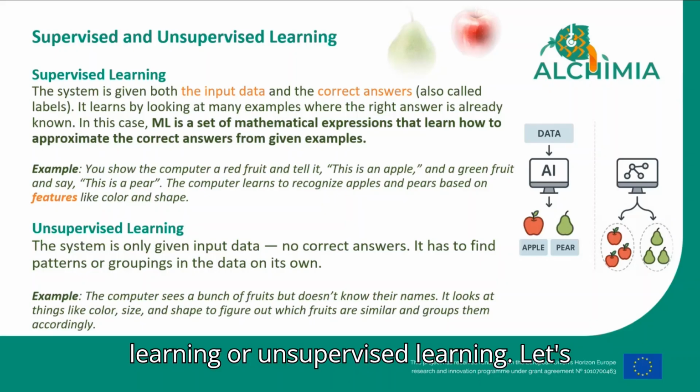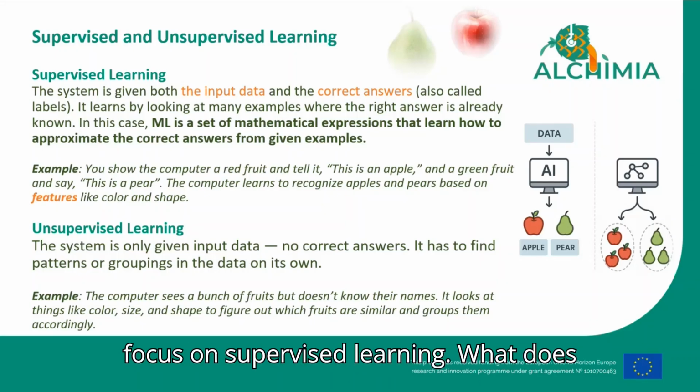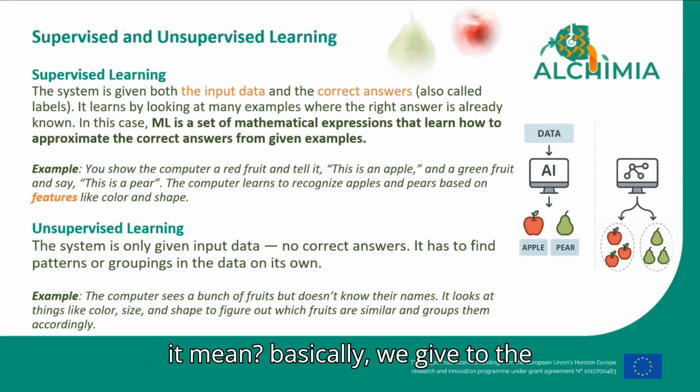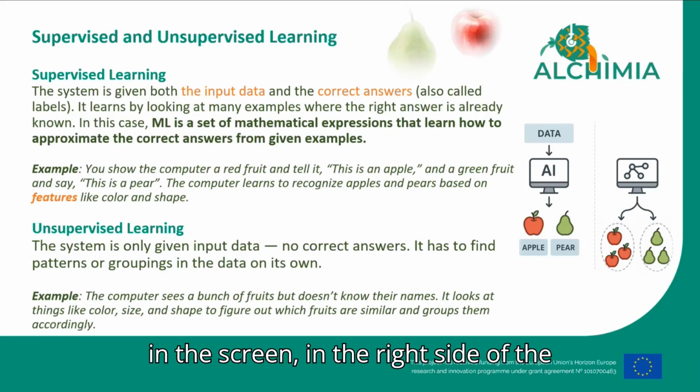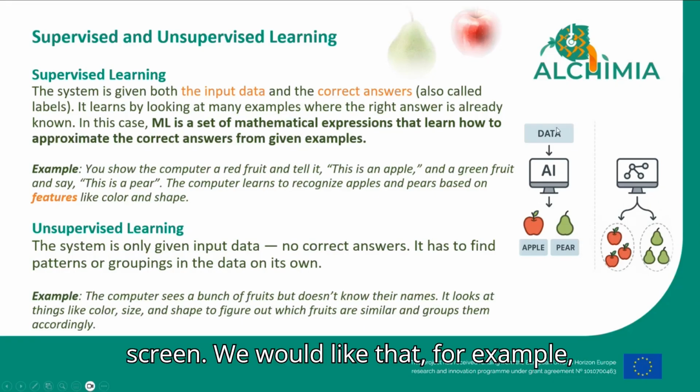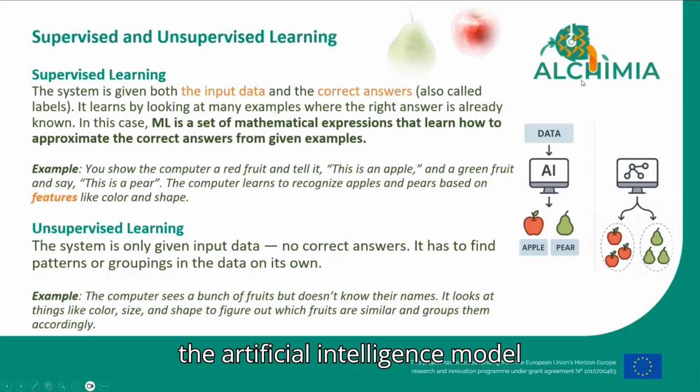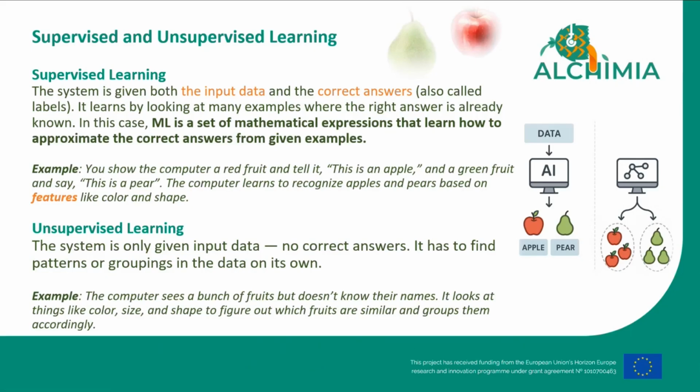Supervised learning or unsupervised learning. Let's focus on supervised learning. What does it mean? Well, basically, we give the artificial intelligence model some examples in terms of input data and correct answers. You can see it on the right side of the screen. We would like the artificial intelligence model, for example, to identify apples and pears.